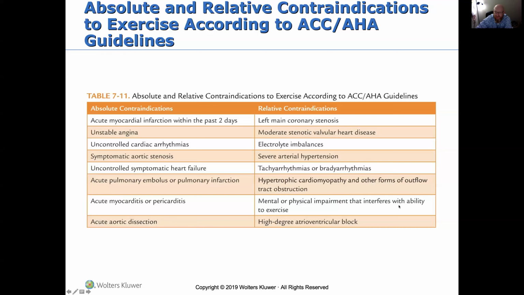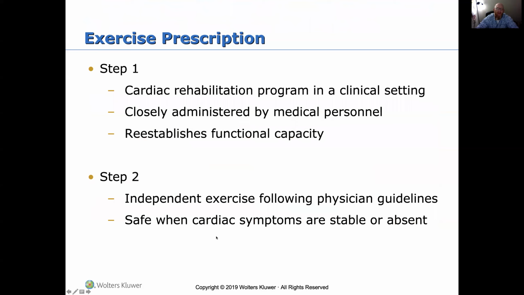Mental or physical impairment that interferes with ability to exercise, that could be the case in someone who had had a stroke, perhaps. Those are on the relative contraindication side. So here's an example of the exercise prescription. Step 1, they're going to go through a cardiac rehab program in a clinical setting. This is one setting where you can work with an exercise science degree.